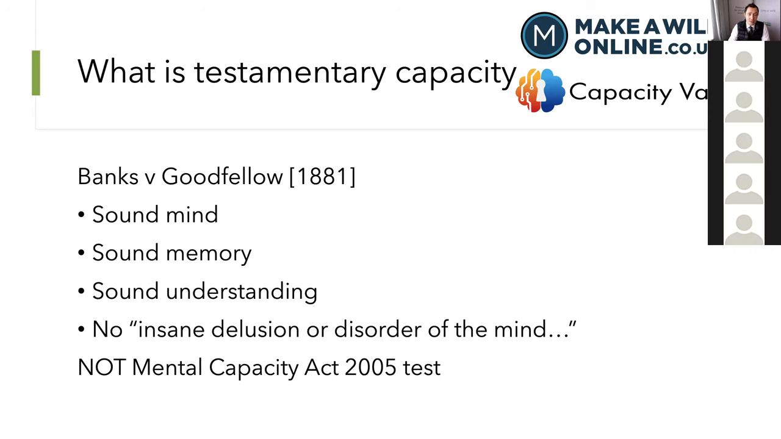It is not the tests under the Mental Capacity Act 2005. It's a shame, but it's the way it is. So if somebody is a Mental Capacity Act assessor, they won't necessarily be able to effectively tell if somebody has testamentary capacity to make a will. And that means various things, including if somebody has intermittent capacity, if they have good days and bad days, they can still make a will, even if they don't have capacity under the 2005 Act.